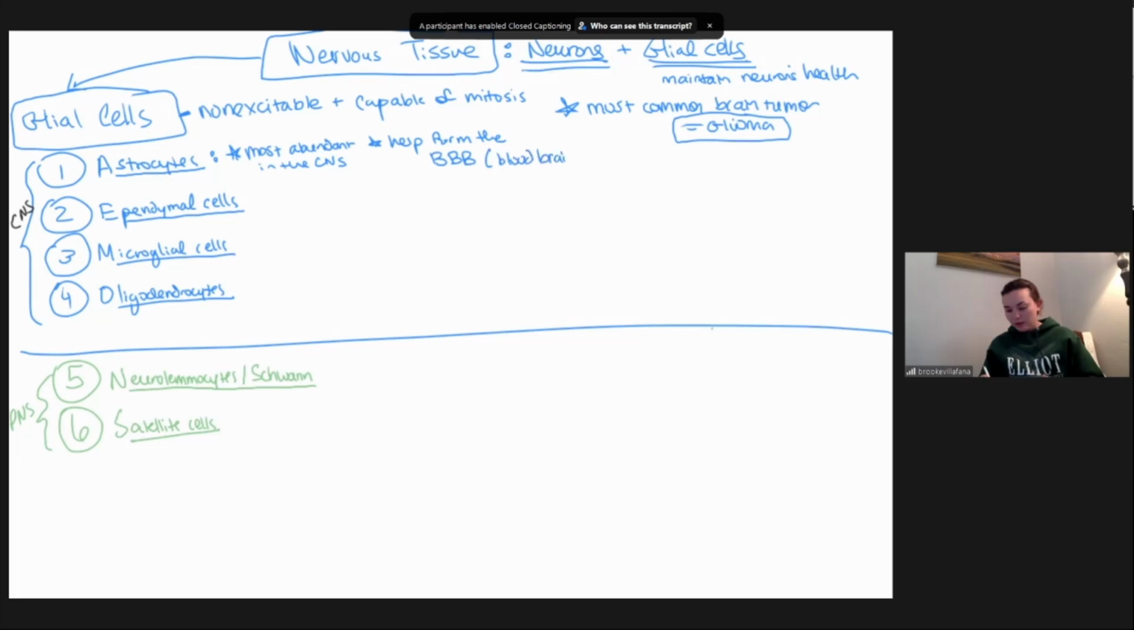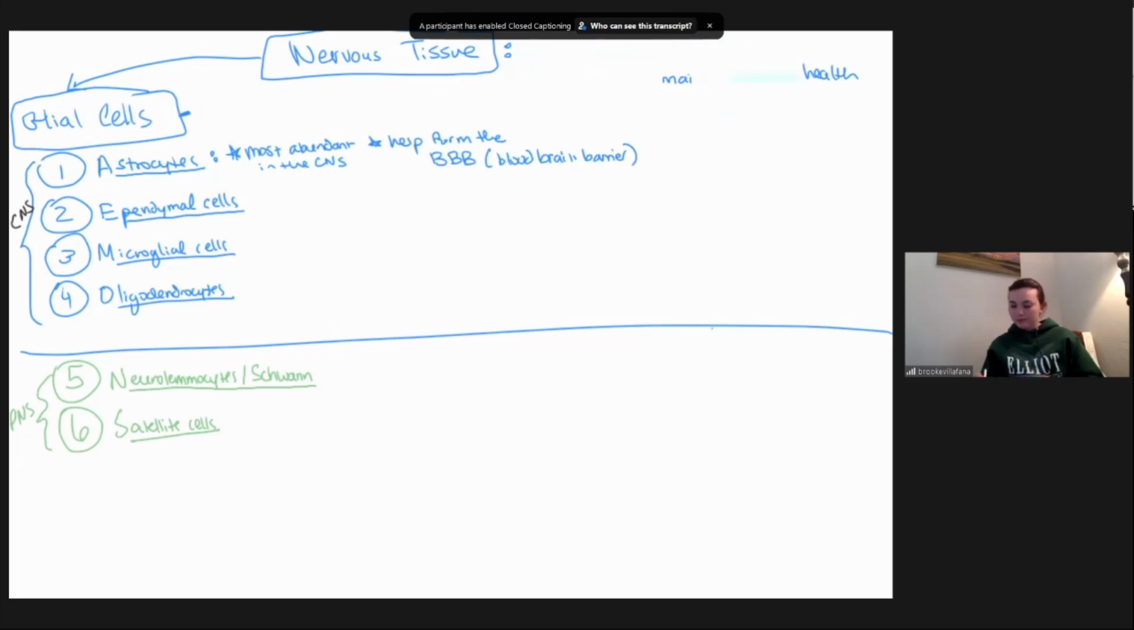Blood-brain barrier. Because we're kind of running out of room, I'm going to erase a little bit of this here so it doesn't get as overwhelming.